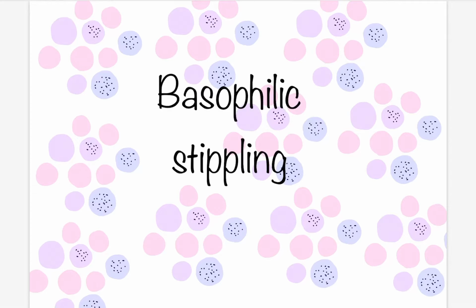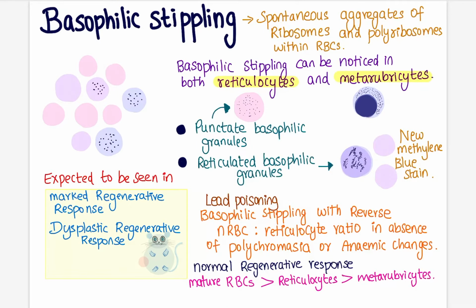Hello everyone. Today let's discuss basophilic stippling. Basophilic stippling is spontaneous aggregates of ribosomes and polyribosomes within erythrocytes. It can be noticed in both reticulocytes and metarubricytes, which are also called nucleated RBCs.